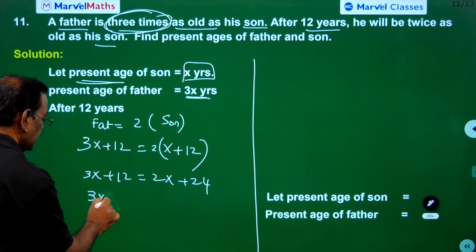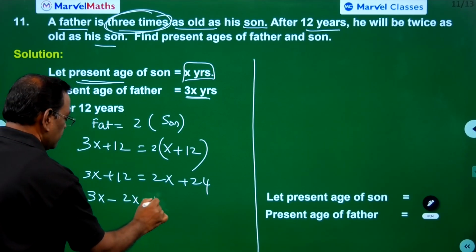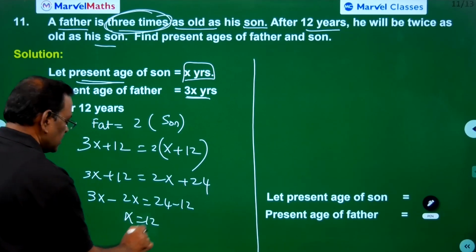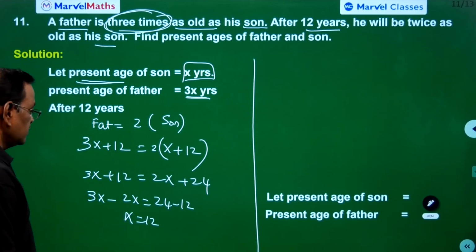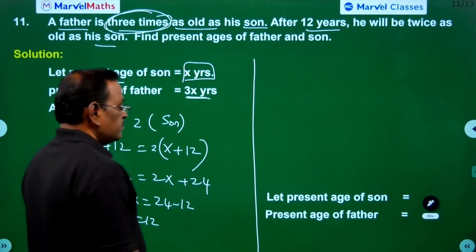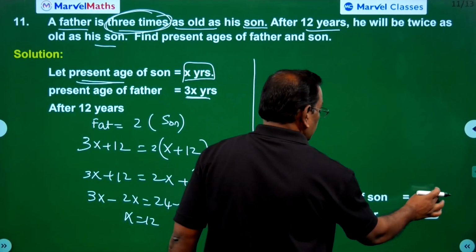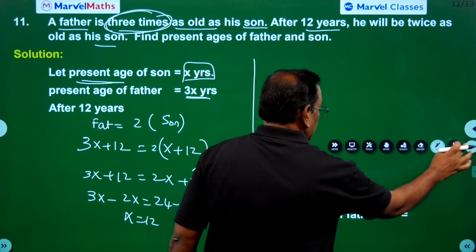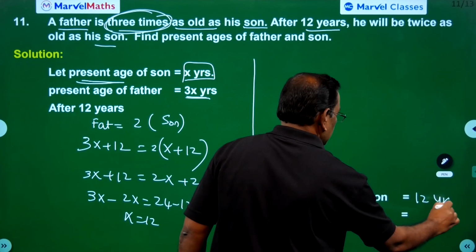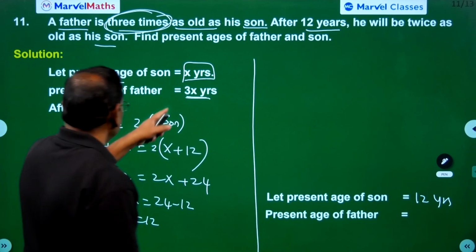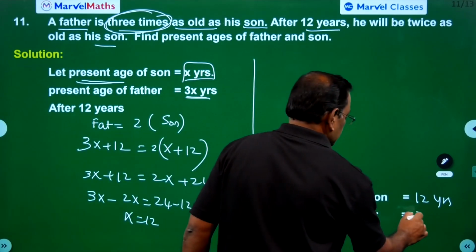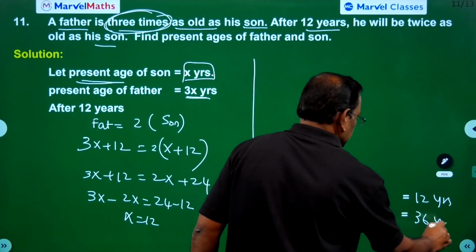3x minus 2x equal to 24 minus 12. So x equal to 12. When x equal to 12, what is x actually? The present age of son. Therefore, present age of son equal to 12 years, and present age of father is 3x, 3 times. So 3 into 12, 36 years.